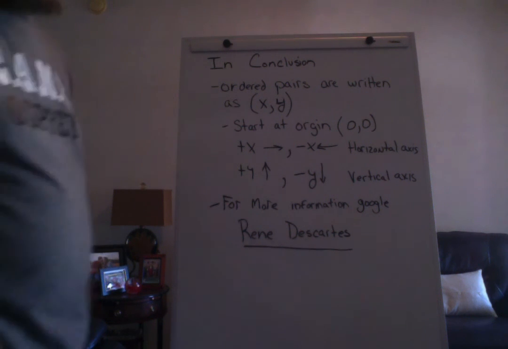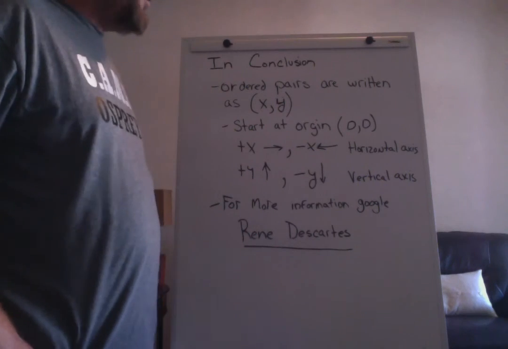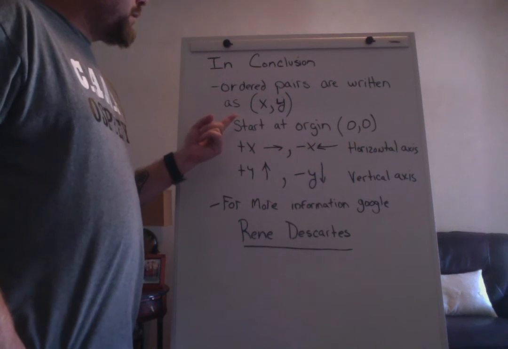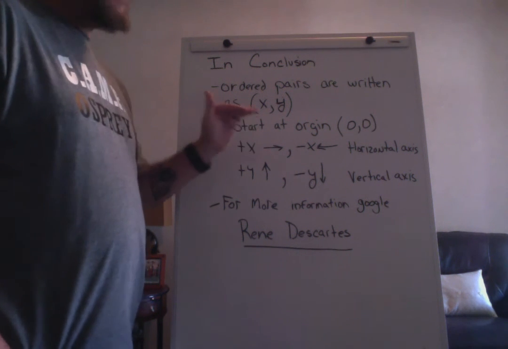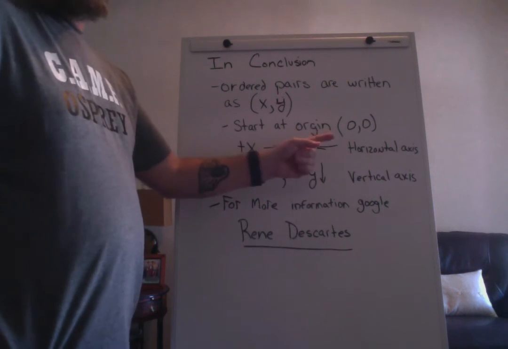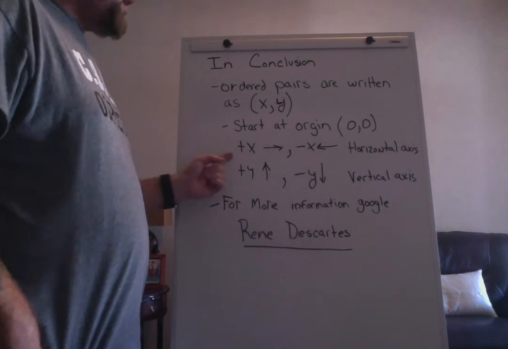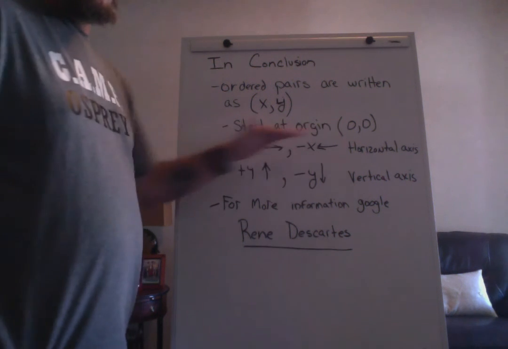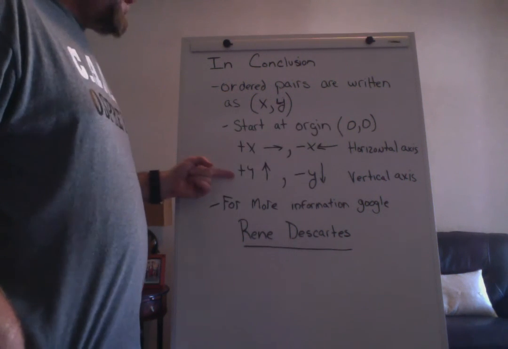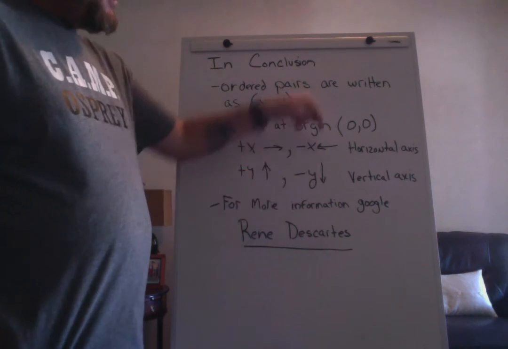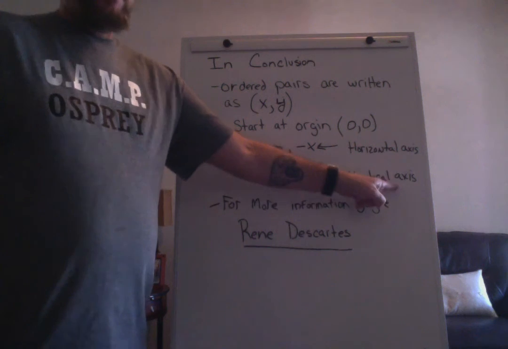Well, that's all the time we have for today. But in conclusion, ordered pairs are written as x, y. The first number being the x-axis, the second number being on the y-axis. Remember to start at the origin, which is 0, 0. A positive x goes to the right, a negative x goes to the left on the horizontal axis. A positive y goes up, and the negative y goes down along the vertical axis.